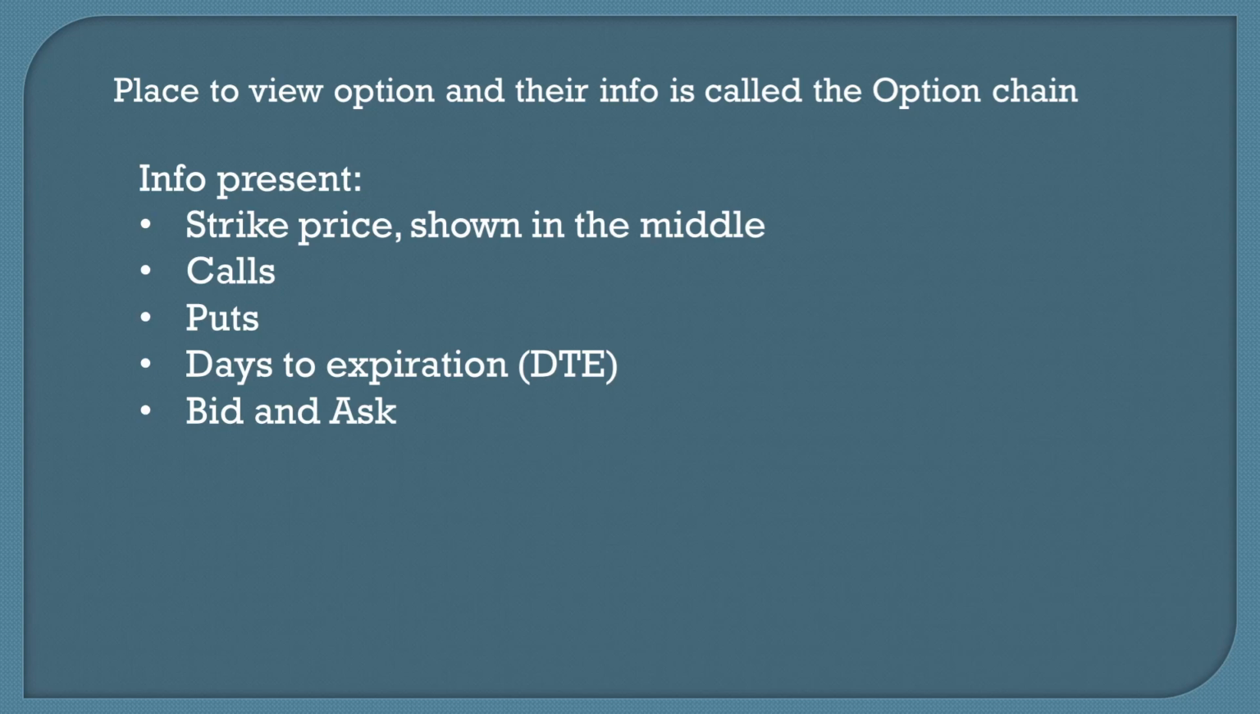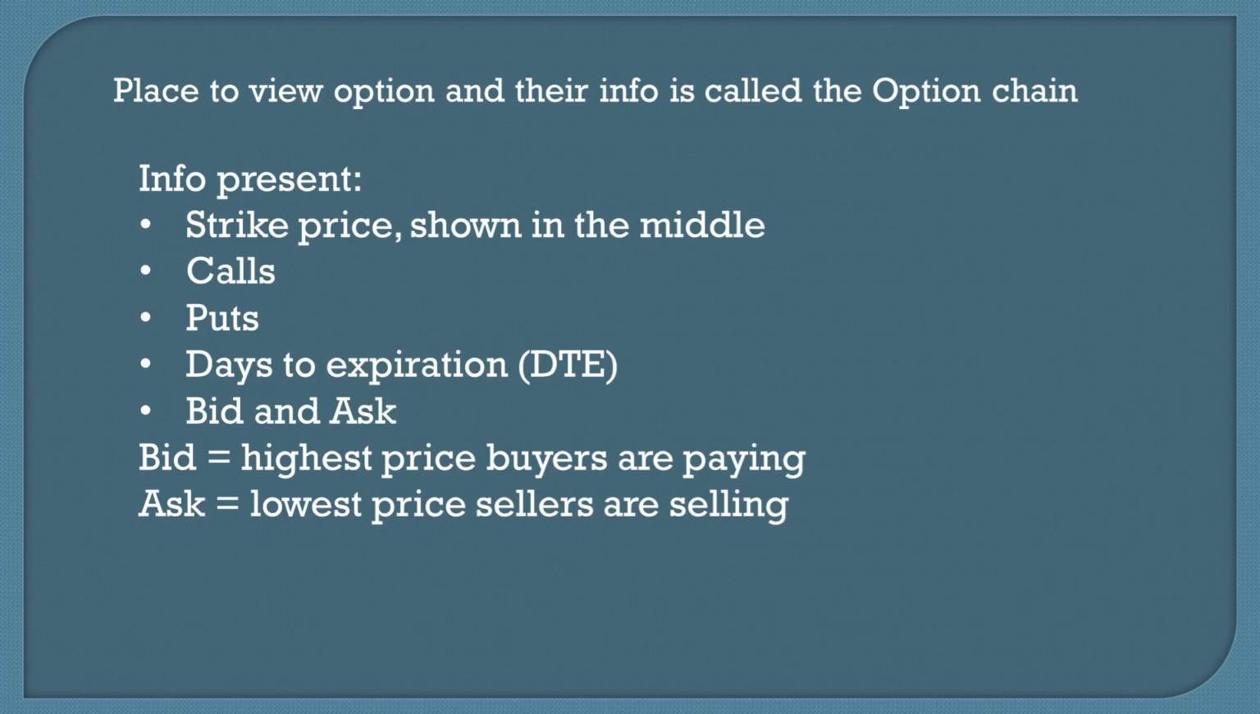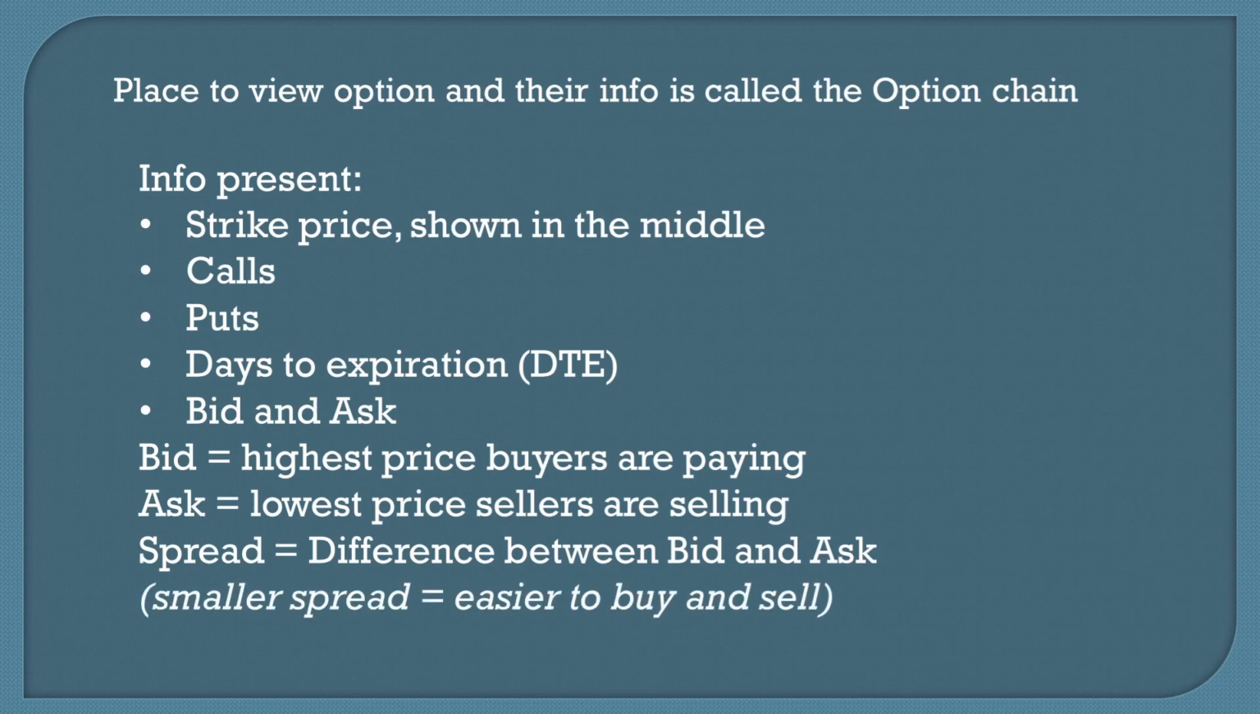What do bid and ask refer to? Bid refers to the highest price buyers are willing to pay for an option, while ask refers to the lowest price sellers are willing to sell that option. In general, the bid and ask just shows you how much it costs to buy or sell a particular option. From the bid and ask prices, you can also understand what is the current bid-ask spread. Now, this is calculated as the difference between the bid and the ask. In general, just keep in mind that the smaller the spread, the easier it will be to buy or sell an option.